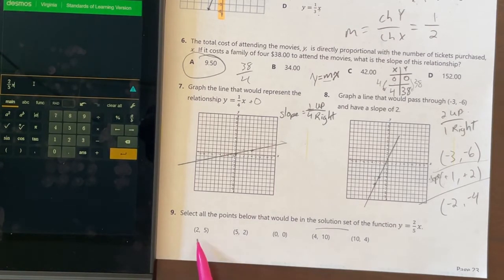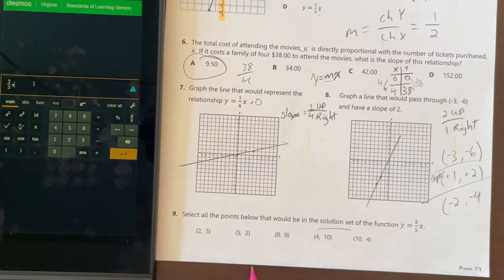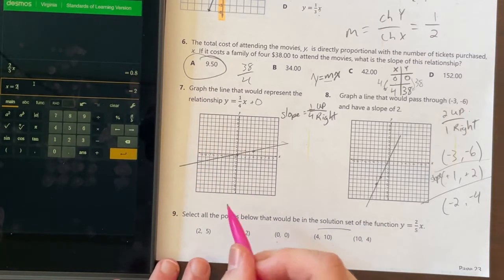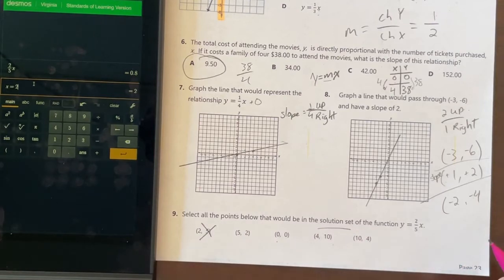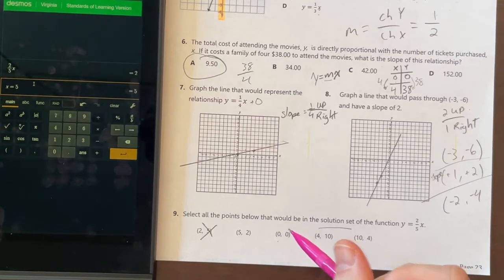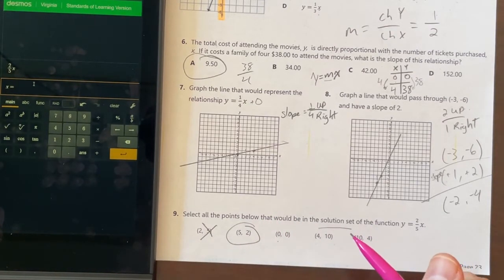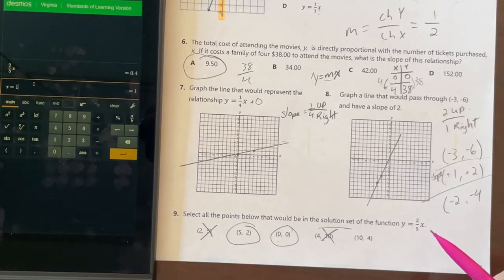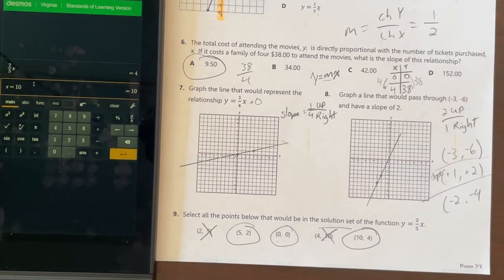And so I can use each of these values. When I plug in x equals 2, what comes out is my y value. So when x equals 2, it is not 5. What about when x is 5? It is 2. When x equals 0, y is also 0. When x equals 4, we don't have 10. How about when x equals 10? y equals 4. I can use that Desmos calculator to have those replacement values.